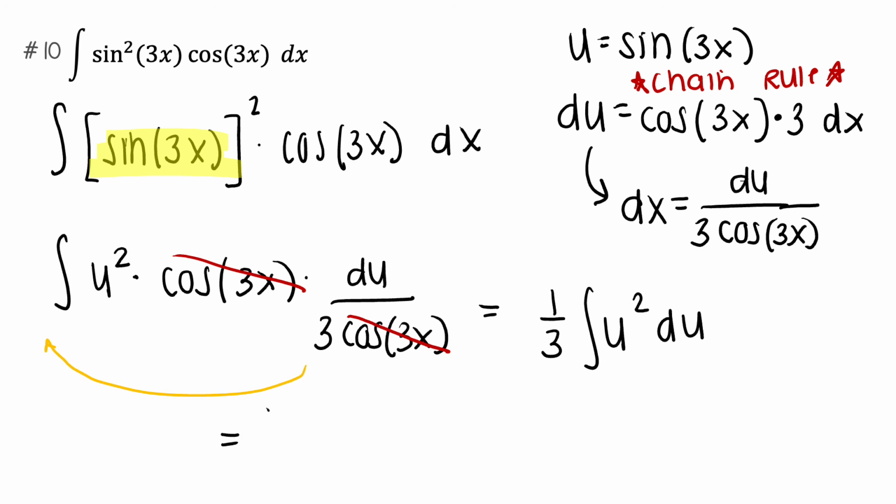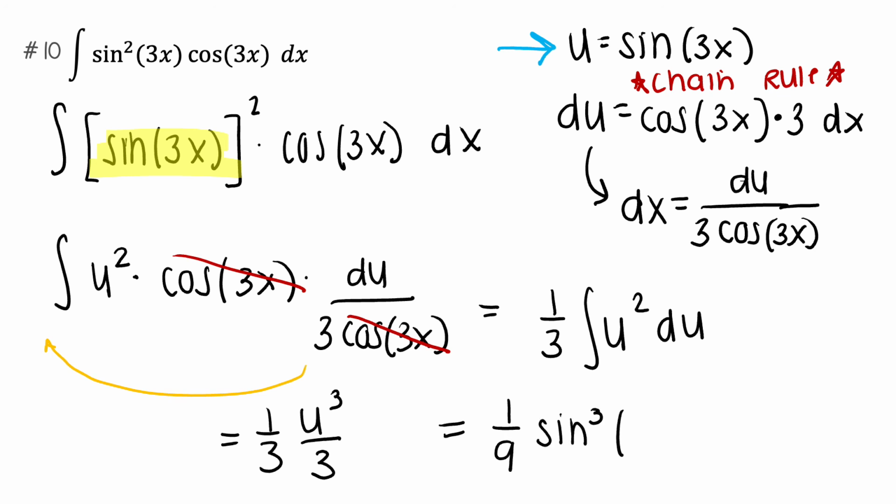So this gives me 1/3. Integrating u squared, I get u cubed over 3. So I can write my final answer back in terms of sine, back in terms of sine as 1/9 times sine cubed of 3x plus c.